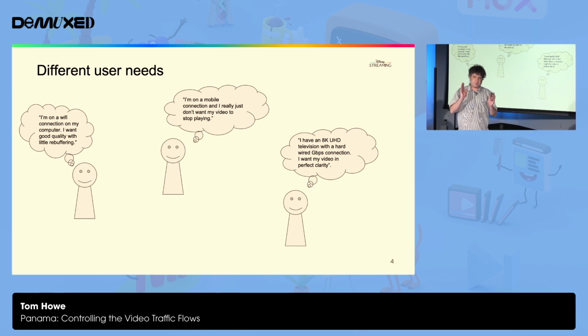And then finally, we have the power users. These are people who have 8K televisions mounted in their living rooms, or whatever room they keep their major TV in. They have hardwired connections with gigabit speed. They want to make sure that they can always see the media they want. They want it to be pristine, no artifacts, and no rebuffering whatsoever.